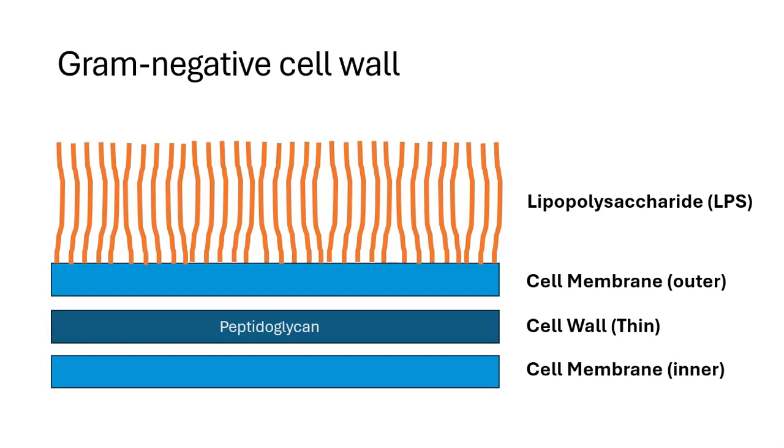Gram-negative cell wall is different. This structure begins with an inner cell membrane, shown in blue, then a thin layer of peptidoglycan, the cell wall, and then a second membrane, the outer cell membrane. On the very outside is lipopolysaccharide, or LPS.